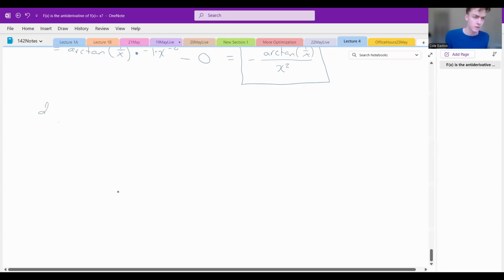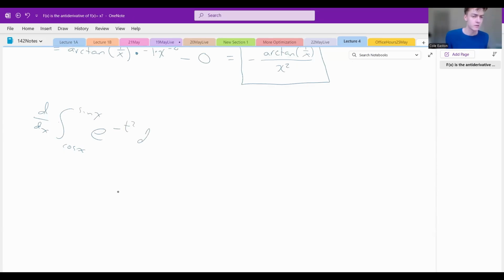Let's try another one. Let's take the derivative of the integral from cosine of x to sine of x of e to the negative t squared dt. So let's start the same way that we started before. We'll just say let big F, of course this has to be a different big F than we used in the last problem, be the antiderivative of e to the negative t squared. And that's the same thing that we did before, because once again, we don't know what the antiderivative of e to the negative t squared is.